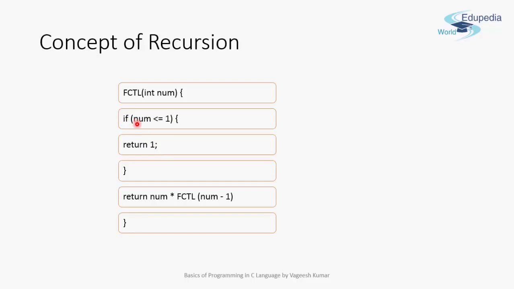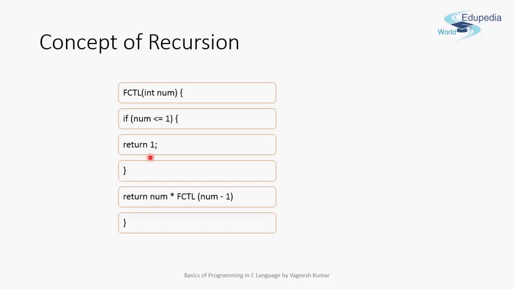Till then, let me explain one more concept over here: the factorial of 0 is 1. By the rules of mathematics, the factorial of 0 is 1. So in this case, suppose the user enters the number as 0. What will happen is we will compare this condition, if the number is less than or equal to 1. In that case the number would be less than 1. If the value of num is 0, it would be less than 1.